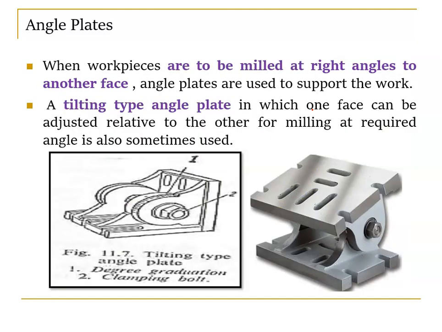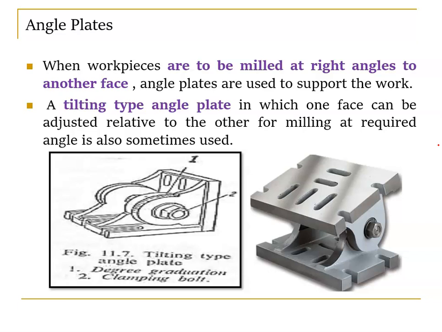The next one is angle plate. This is similar to our drawing board. நீங்க ஈஸி drawing வரைஞ்சறப்ப அந்த போர்டு பார்த்திருப்பீங்க. You can adjust. So same அதே மாதிரி தான் இங்கேயே இருக்கும். We have slots on it, so you can place any irregular shapes, right? So when workpieces are to be milled at right angles to another face, angle plates are used to support the work, right? It may be the tilting type, so you can adjust not only 90 degree, you can adjust as per your convenient angle.